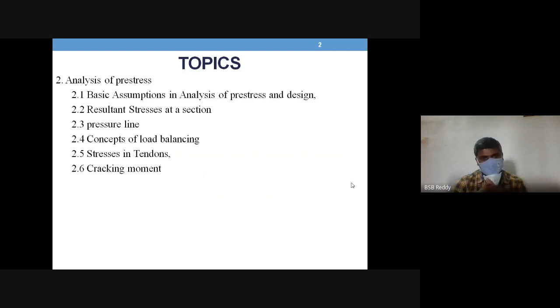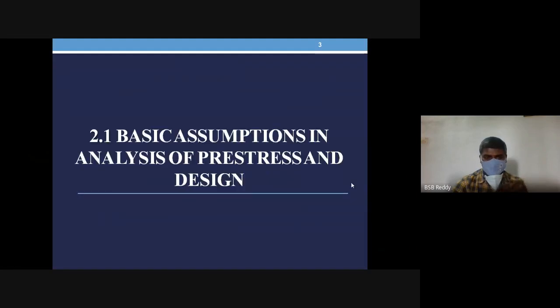different concepts. The first one is a very basic fundamental concept of finding stresses, just like the overlapping of stresses from one type of stress to another type. The second one is the pressure line concept. The third one is the load balancing concept. Okay, so this is what we talk about in the second half of Unit 2. So let us talk about assumptions.